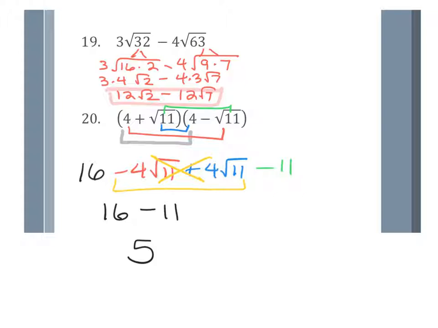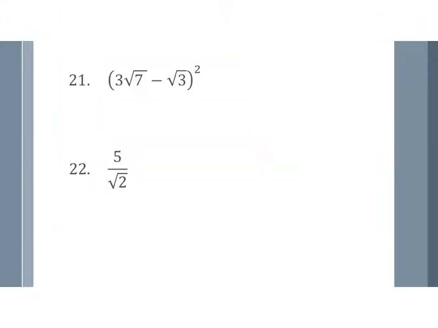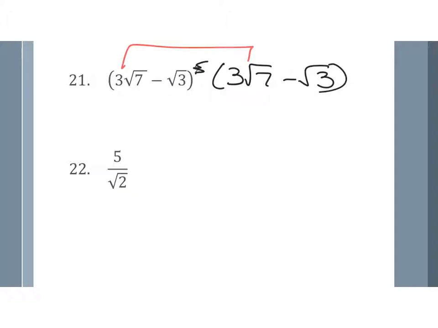Let's try 21. It's a binomial squared. Again, don't think you could just square this and square this. We need to write this twice and FOIL it. So again, let me write it again. And then get rid of that. And now I FOIL. So I'm going to do first. And again, do outside and outside and inside and inside.